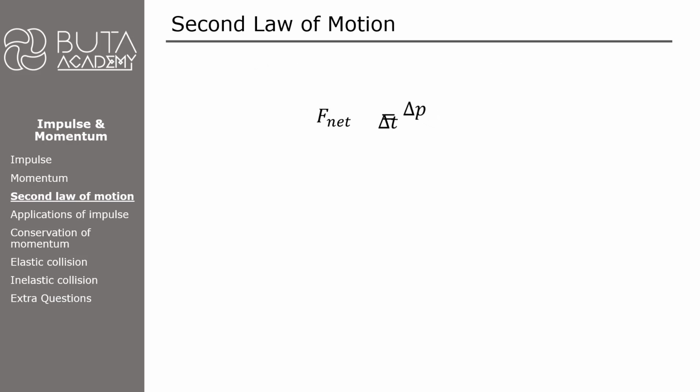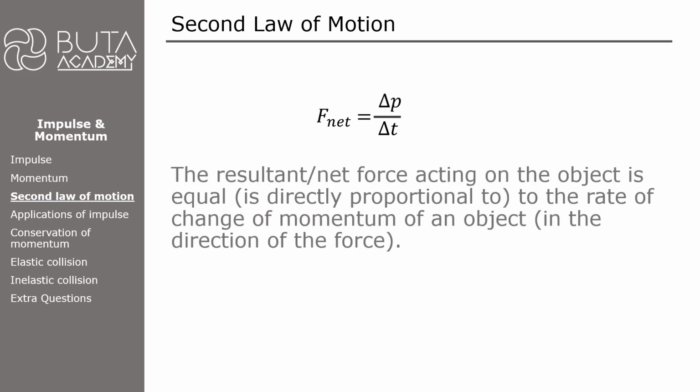After some altering of this formula, we find out that the net force is equal to the ratio of the change in the momentum and the change in the time, delta P over delta T. By doing so, we are able to get another definition for the second law of motion. The resultant or net force acting on the object is equal, or we can say directly proportional, to the rate of change of momentum of an object.